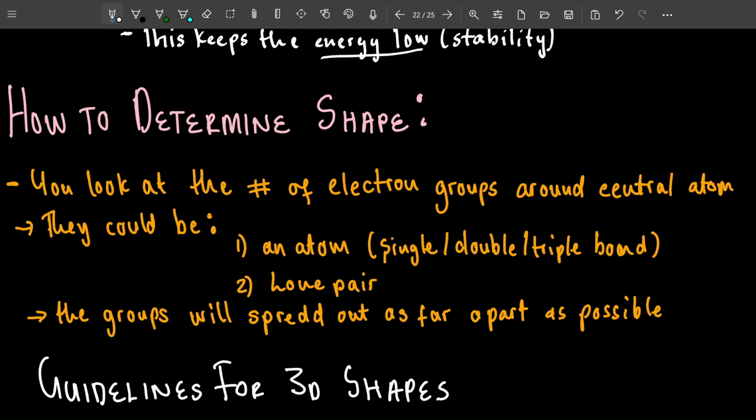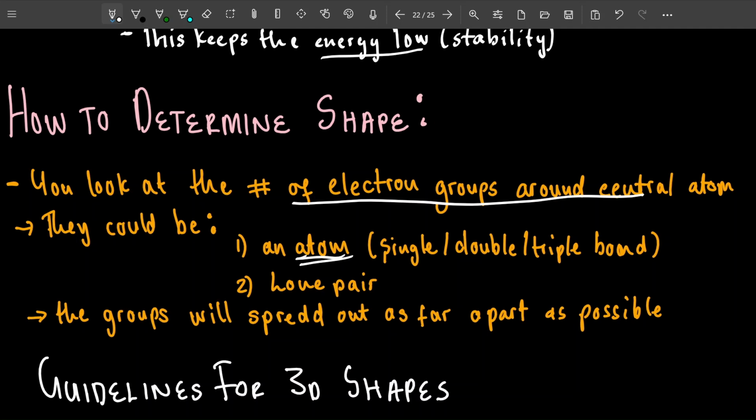You can look at the valence bond theory. It's in one of the videos, maybe the next one. The valence bond theory helps you understand that every time you have a bond, then you have orbitals overlapping, right? Good. So you look at the number of electron groups around your central atom, electron pairs. And these could be an atom, because in an atom you definitely have a bond there, so we can count it as an electron group.